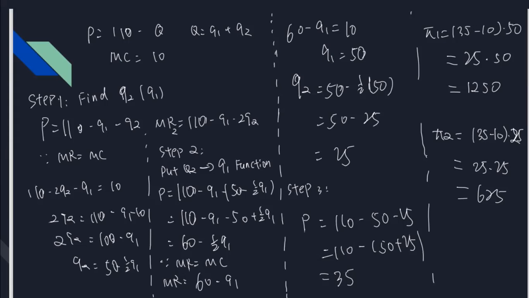Then we put the Q2 function into the price function, P equals 110 minus Q1 minus Q2, and solve for P in terms of Q1. And then we set marginal revenue equal to marginal cost again to solve for Q1. Q1 we solved is equal to 50, then Q2 equals 50 minus half times 50, which is 50 minus 25, equal to 25. The price equals 110 minus 50 minus 25, which equals 35. We have Q1, Q2, and the price. Then we can easily solve for the profit of firm 1 and firm 2.